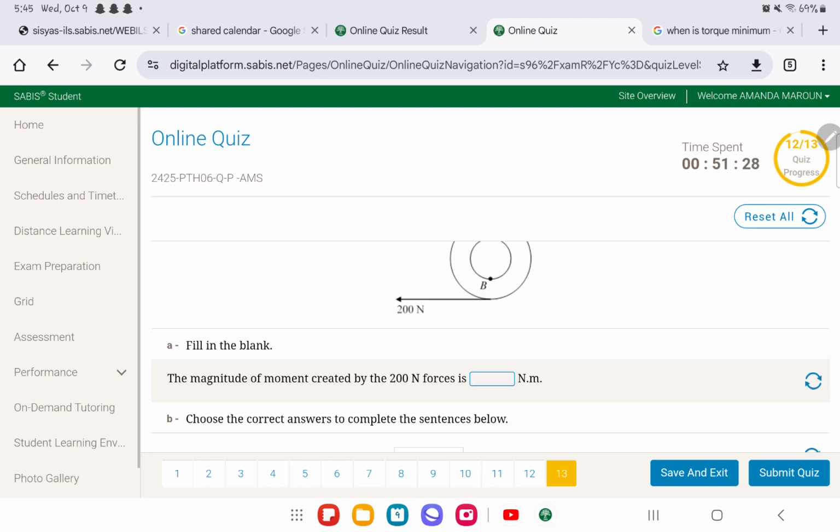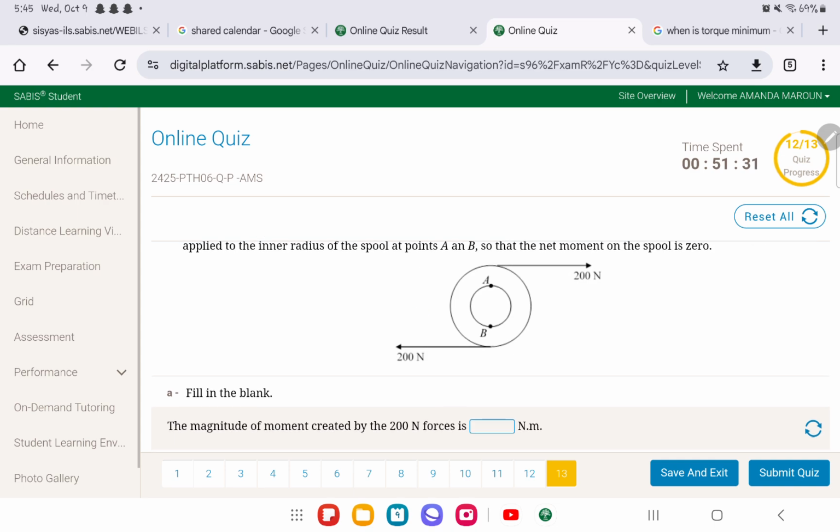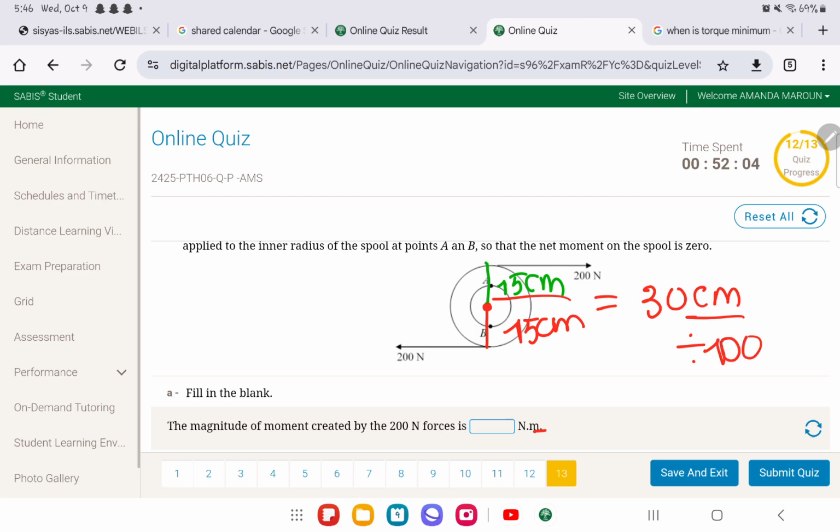Now the magnitude of the moment created by the 200 newton force. We know that from the center to the outer circle, our radius is 15 centimeters. So the perpendicular distance from this force to the other one is going to be the radius plus another radius. So it's going to be 30 centimeters. But do we need it in centimeters or in meters? We need it in meters. So to change it to meters, we're going to divide by 100. We're going to get 0.3.